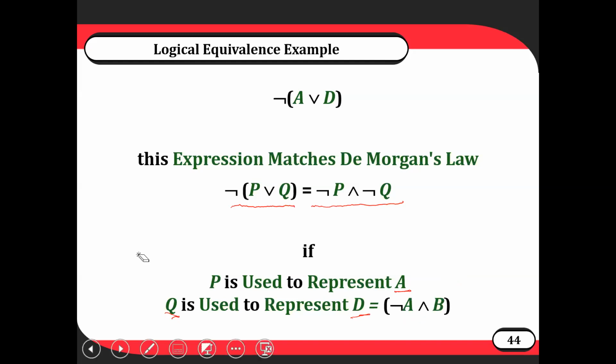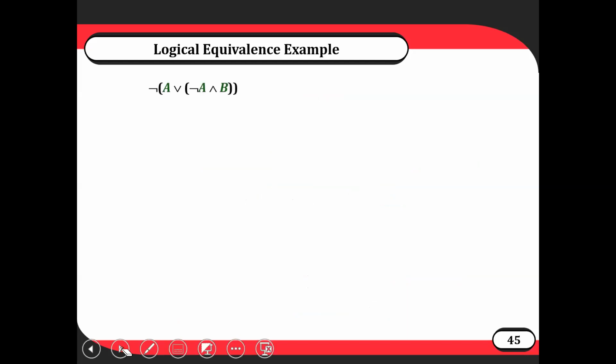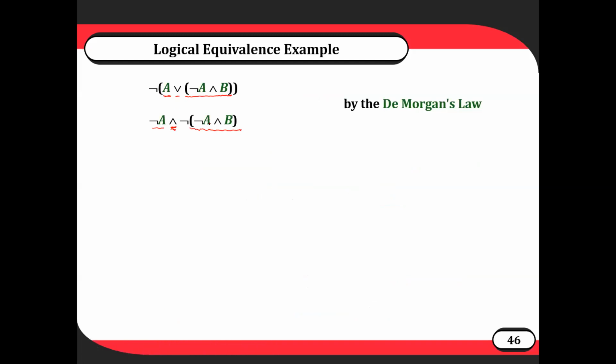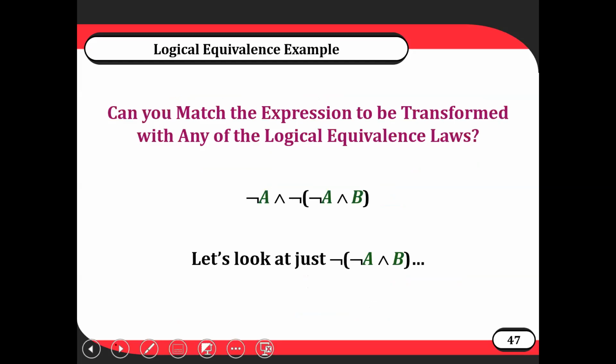So we take this original expression and apply De Morgan's law to it. We negate A and we negate this expression. This is our old D, so we get not A, and then we flip this operator, giving not A and not, not A and B. Now we want to pattern match again. We want to look at this and check our laws and see what we can apply here.